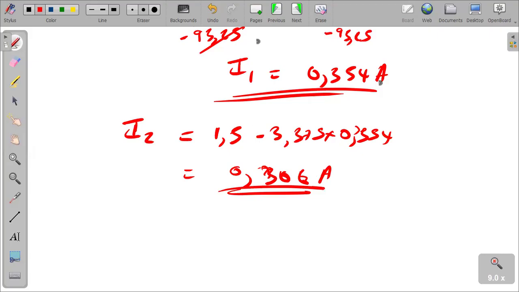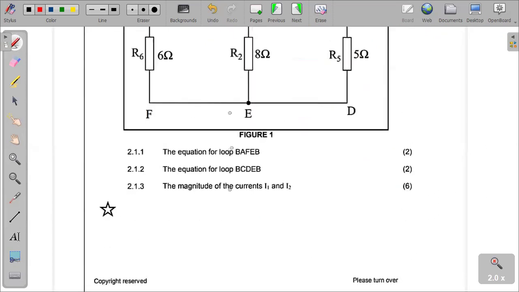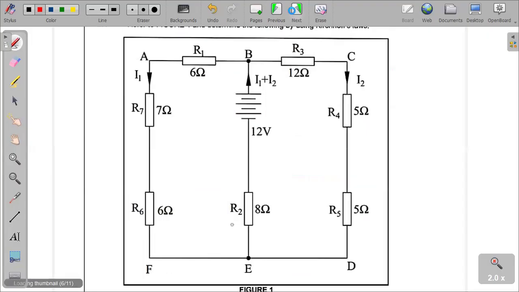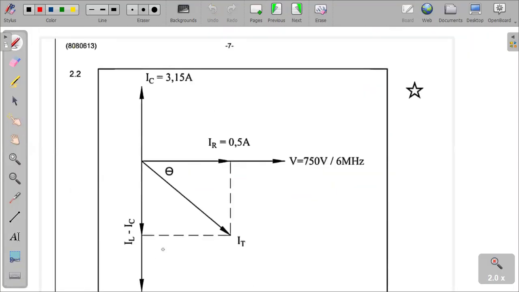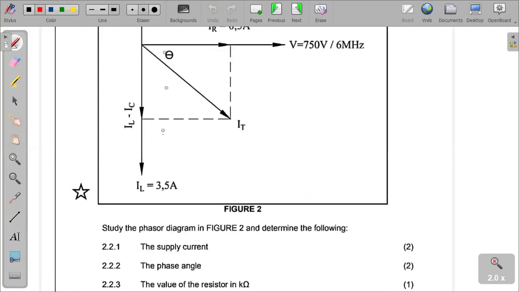Let's quickly go to the next question. Our next question is saying, determine, right? So I'll just clear off. The next question here is saying, study the phasor diagram in figure 2 and determine the following. Number 1, the supply current, which means we want IT.